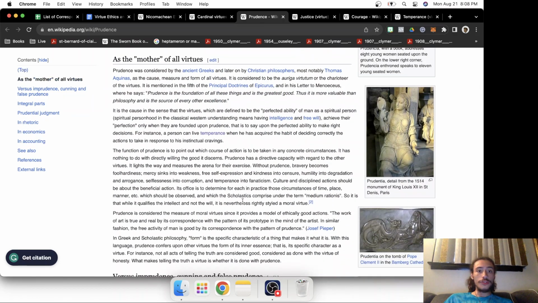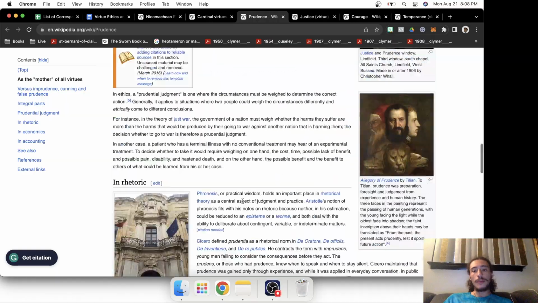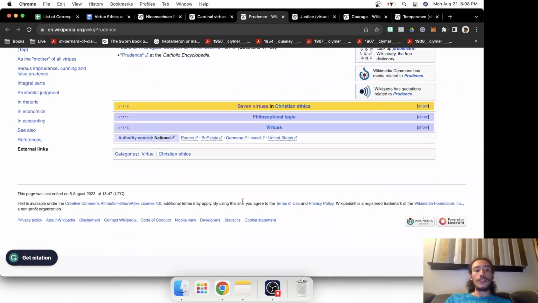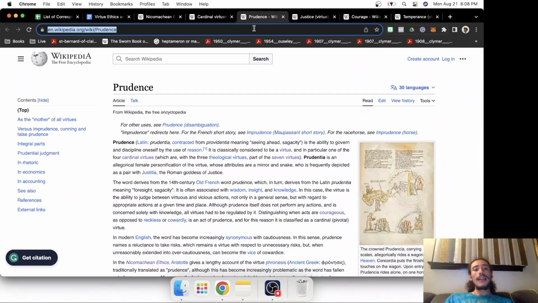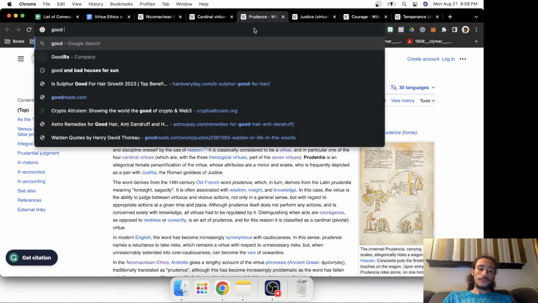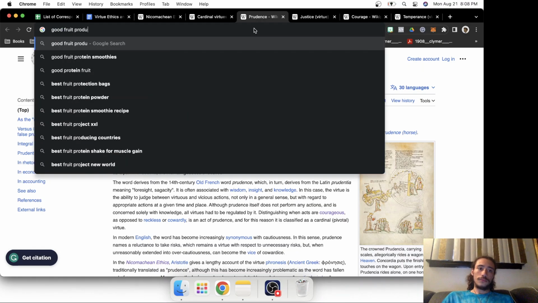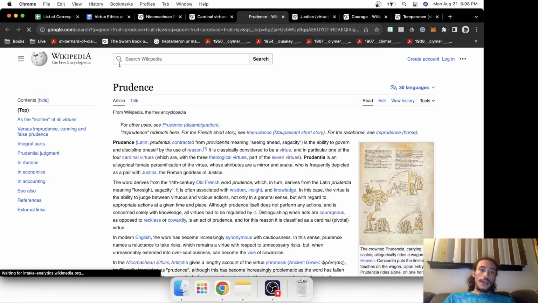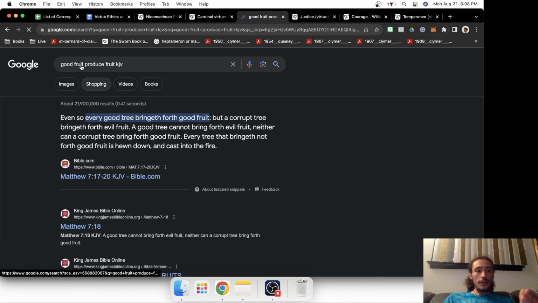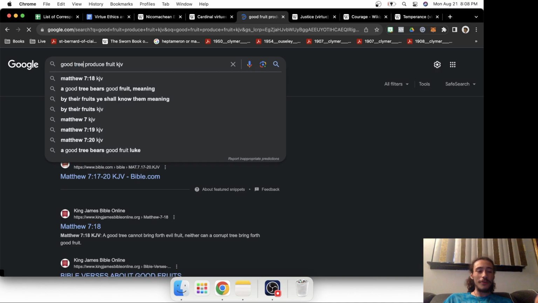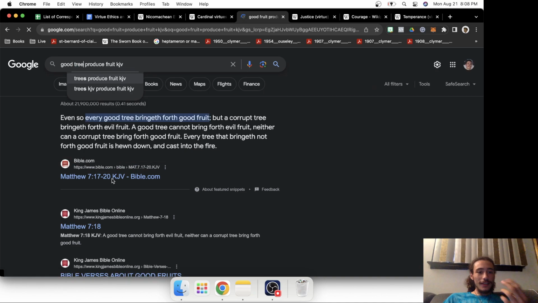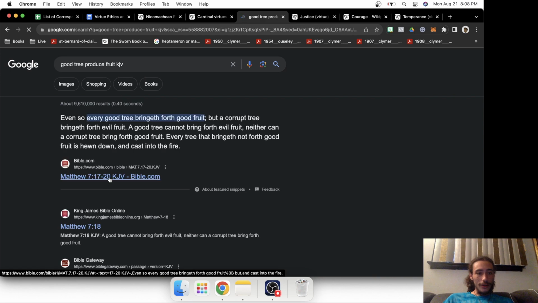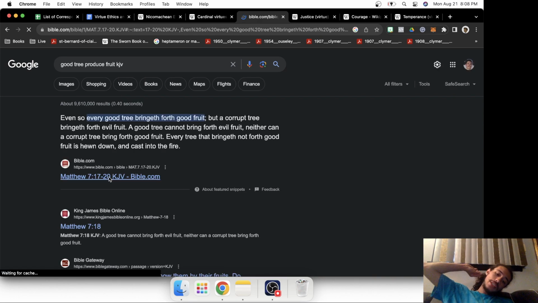As the mother of all virtues, essentially they say prudence, prudence, prudence: the ability to decipher the good from the bad apples, right? And what is a great way of developing prudence? Biblically speaking, it is that a good tree produces good fruit. And this is said in Matthew 7, right here. So we're going to open that, and this is how we can tell.